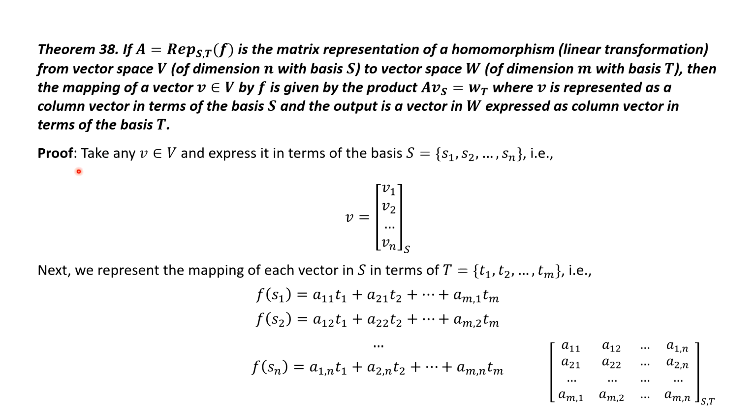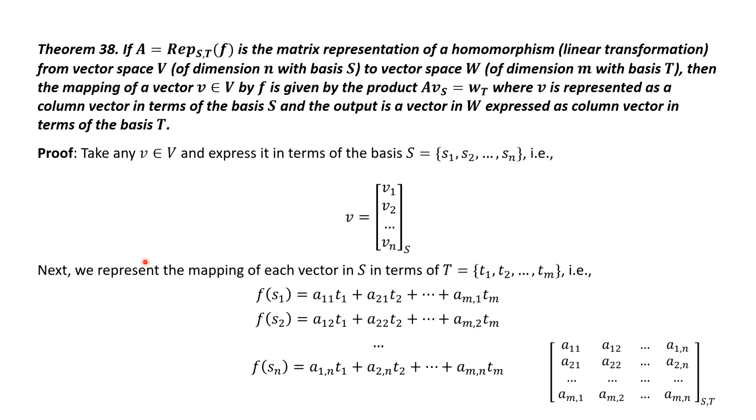So in order to do the proof, we start with taking any vector v from our vector space V, and we write it in terms of the basis S here. It's a column vector. So again, what this means is that v equals v1 times s1 plus v2 times s2 plus ... vn times sn. And keeping in mind the v1, v2, vn are just scalars.